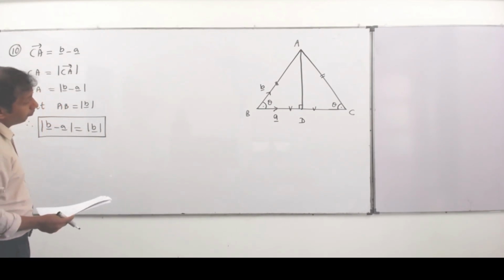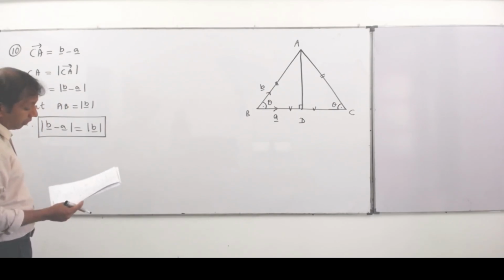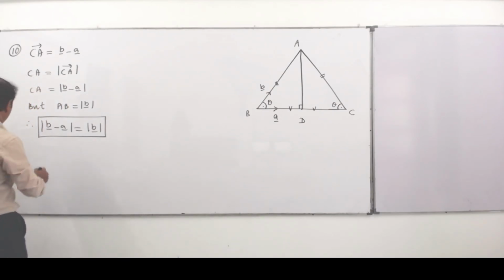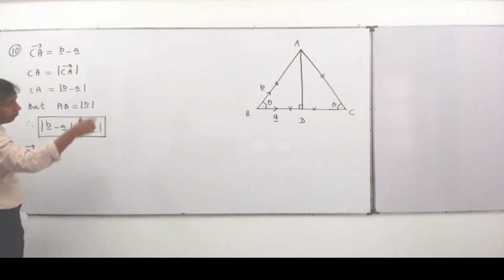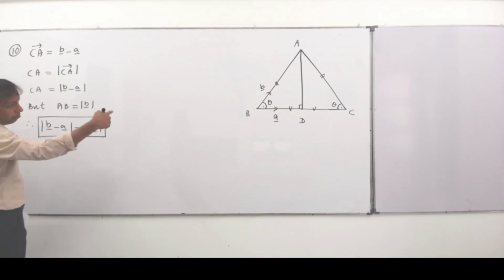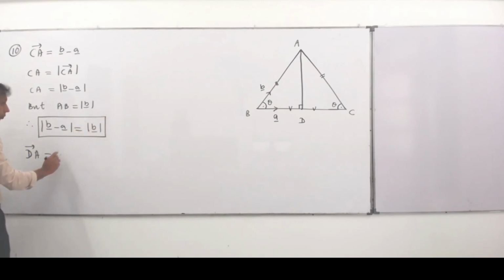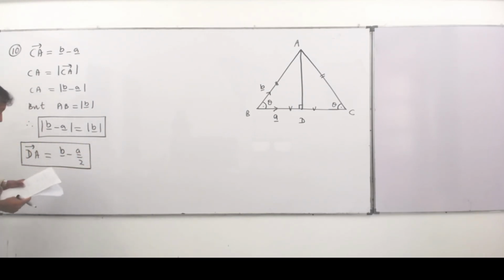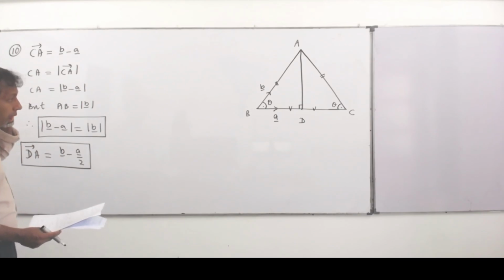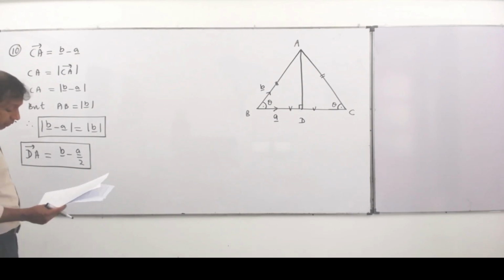Now, dA vector will find, or AD vector. dA vector is going to be dB plus BA. dB means minus A by 2. BA means B. B minus A by 2. We get dA like this. Right. Now, we can take this way.